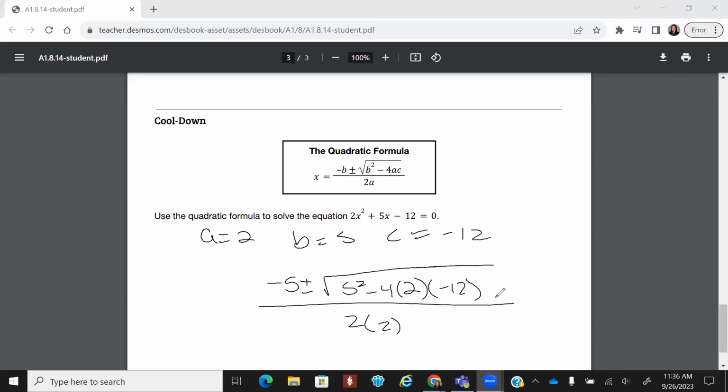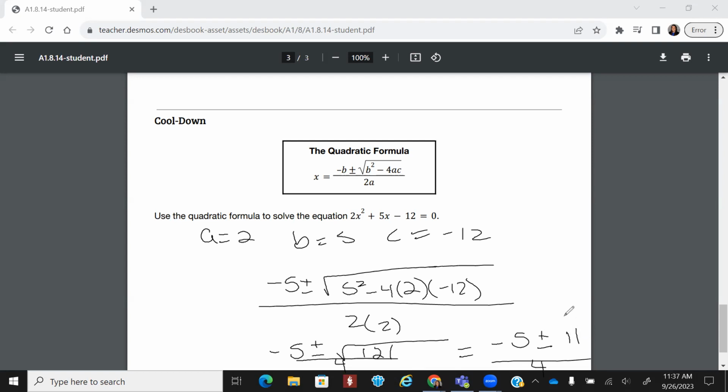So now we're going to simplify. So we have -5 plus or minus the square root of 5 squared, which is 25, minus 8. I'm sorry, minus 4 times 2, which is 8. 8 times -12. You got 121 underneath here, right? Okay. Over 4. It'd be -8 times -12 will be positive. Okay, so now we're going to simplify. So this is going to give me 11 over here. This will give me 4 right here. What's -5 plus 11?